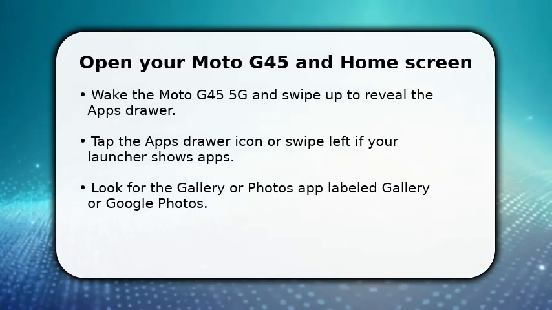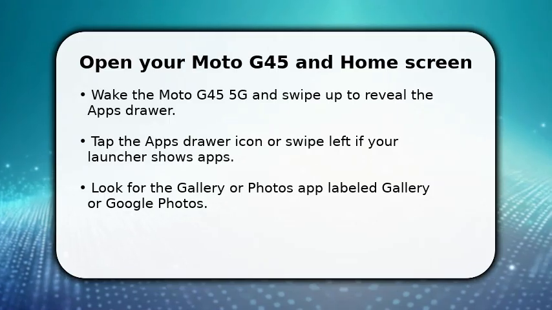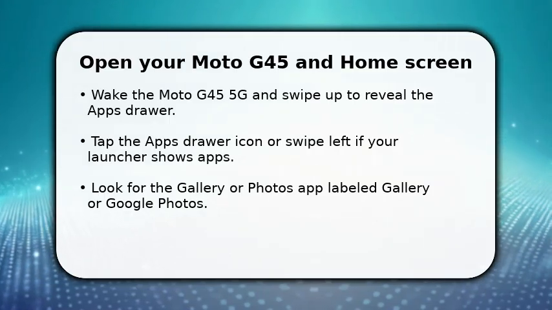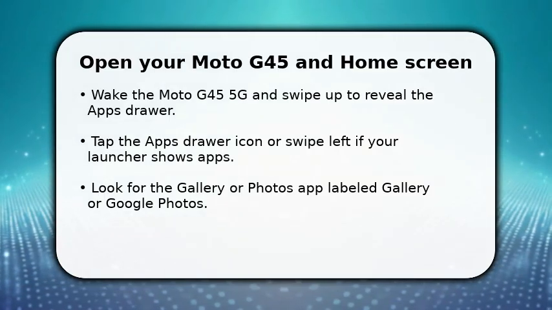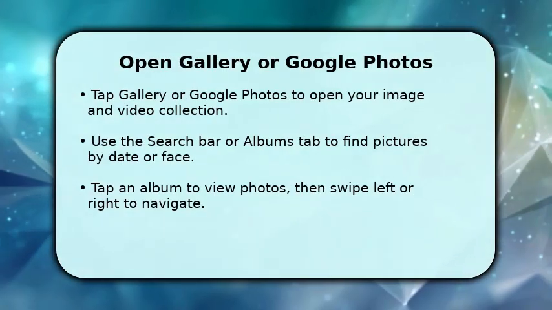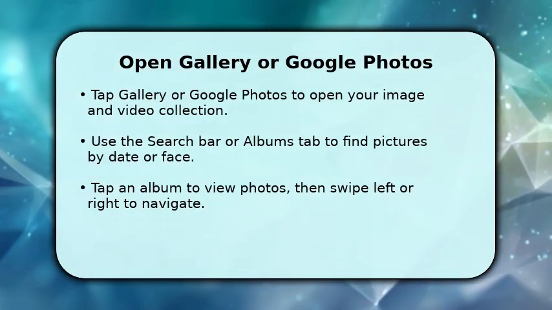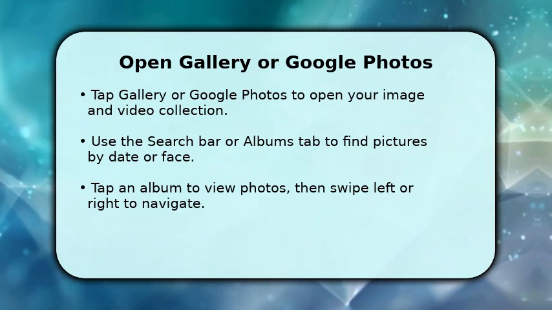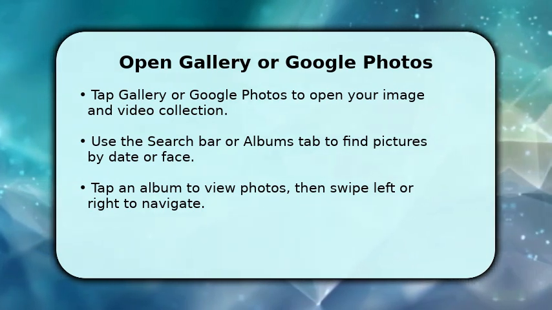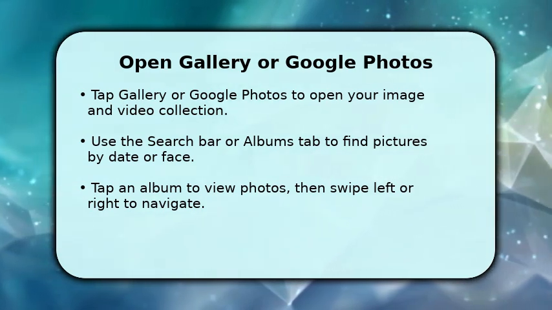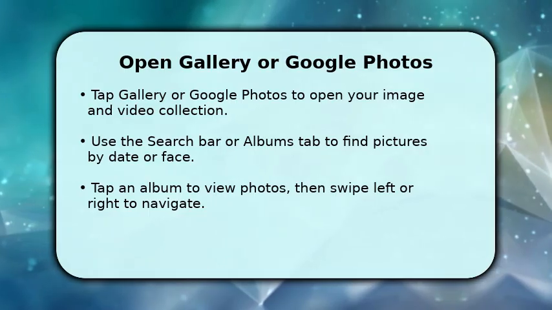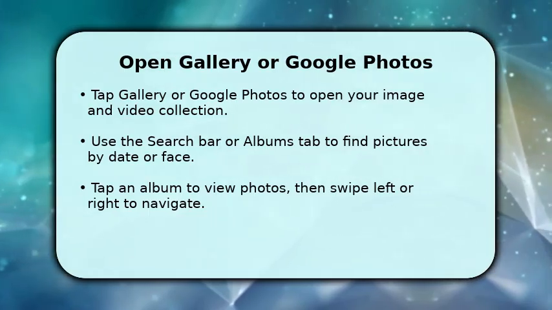Tap the Apps drawer icon to open the full list of installed apps and scroll alphabetically until you find Gallery or Google Photos. Tap the Gallery or Google Photos icon to open your images and videos. Wait a moment for thumbnails to load, and then look for tabs labeled Photos, Albums, or Search.